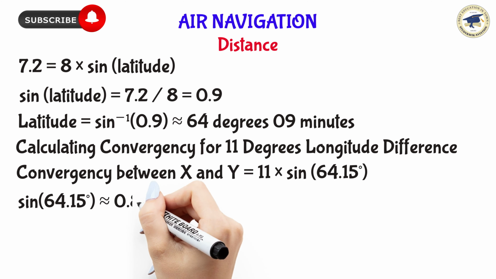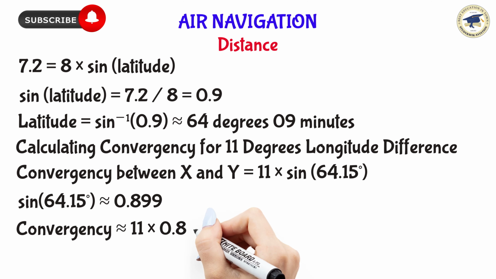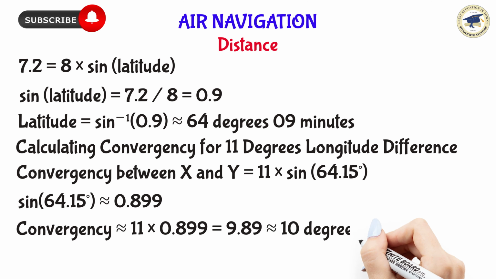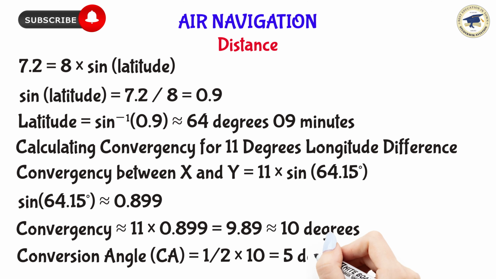Next, calculating convergency for an 11 degrees longitude difference. Convergency between points X and Y is equal to 11 times sine of 64.15 degrees. The sine of 64.15 degrees is approximately 0.899. Multiplying these gives convergency of about 9.89 degrees, which rounds to 10 degrees. The conversion angle, CA, is half of the convergency. So, CA equals 1/2 times 10 degrees, which equals 5 degrees.